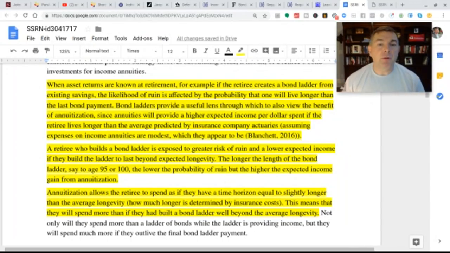Annuitization allows the retiree to spend as if they have a time horizon equal to slightly longer than the average longevity. This means they'll spend more than if they built a bond ladder well beyond the average longevity.